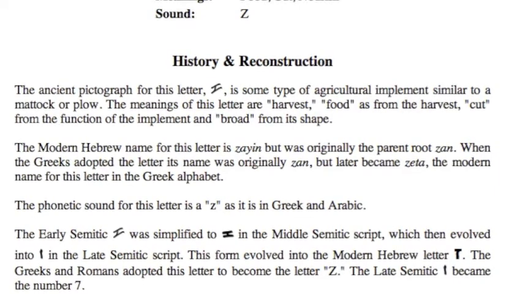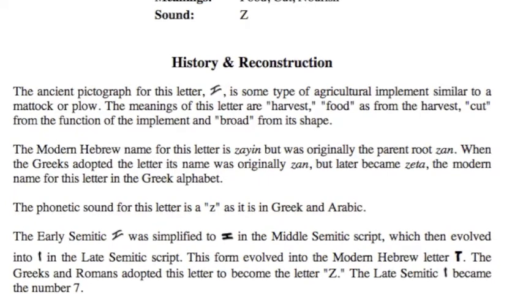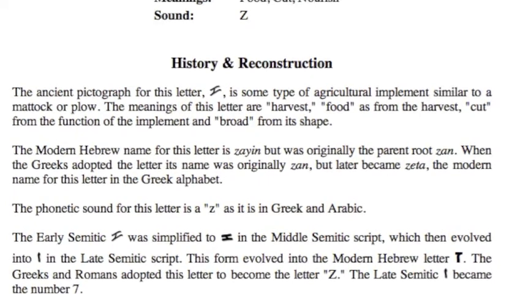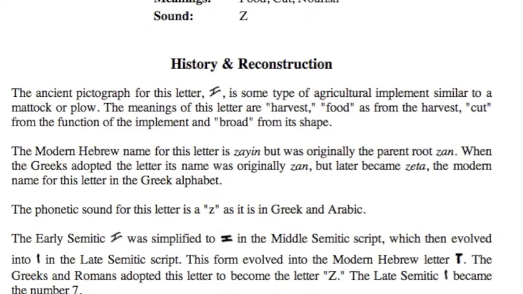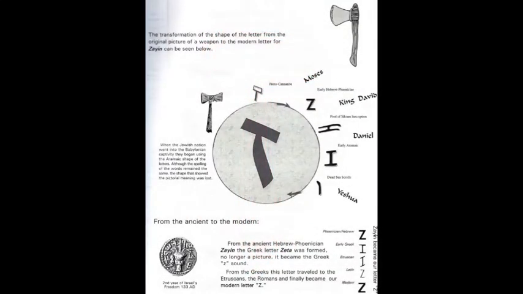The early Semitic pictograph was simplified and evolved in the late Semitic script into the modern Hebrew letter. The modern Hebrew Zayin looks like a T, but it's actually meant to be an axe, because Zayin goes back to cut or plow. And there are some interesting things I want to bring out according to that too. The Greeks and Romans adopted this letter to become the letter Z.